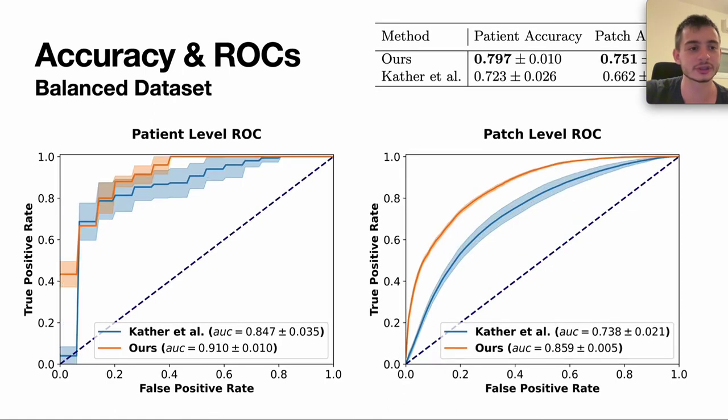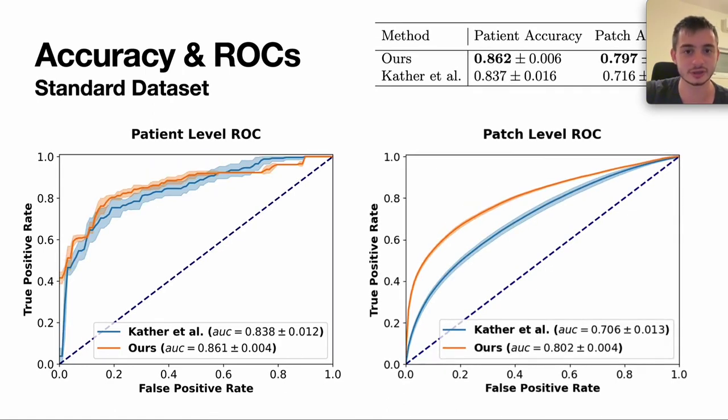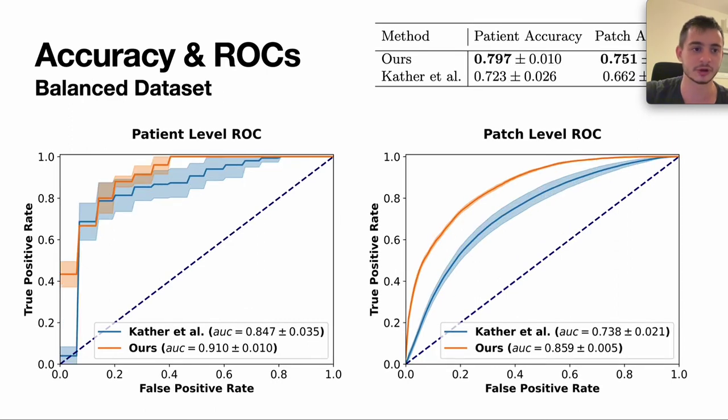We have two data sets. Here we have the standard data set, and the standard data set is a bit imbalanced, which is why we also tried testing on a balanced data set, where we got even better results, which shows that our method might have even less of a bias, which is nice to know.